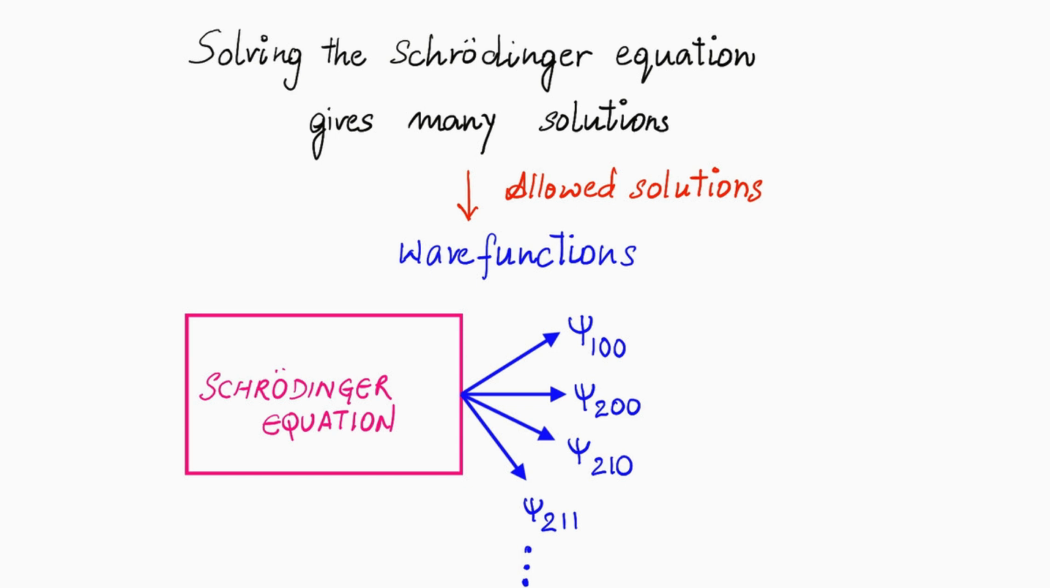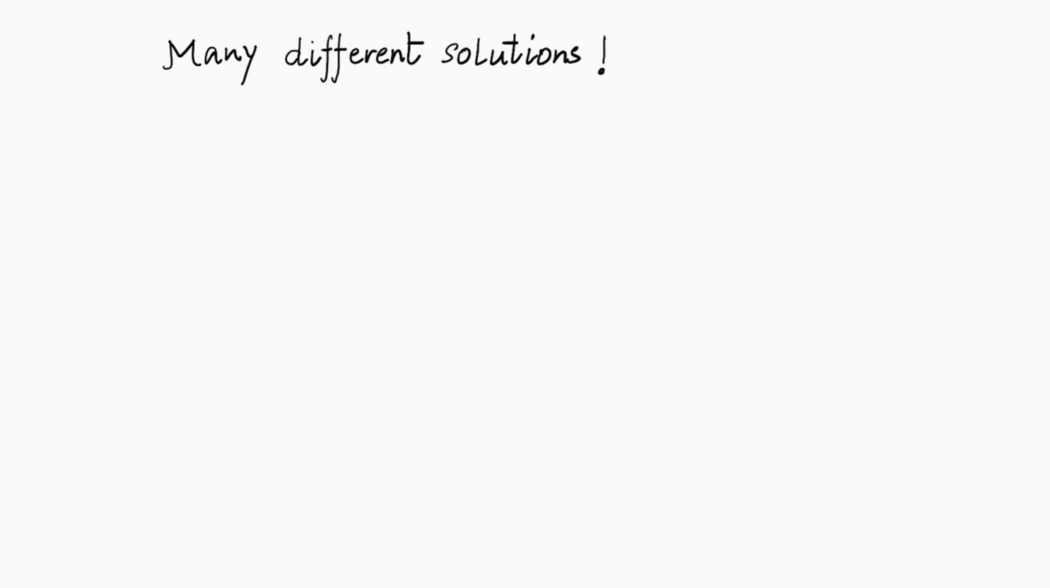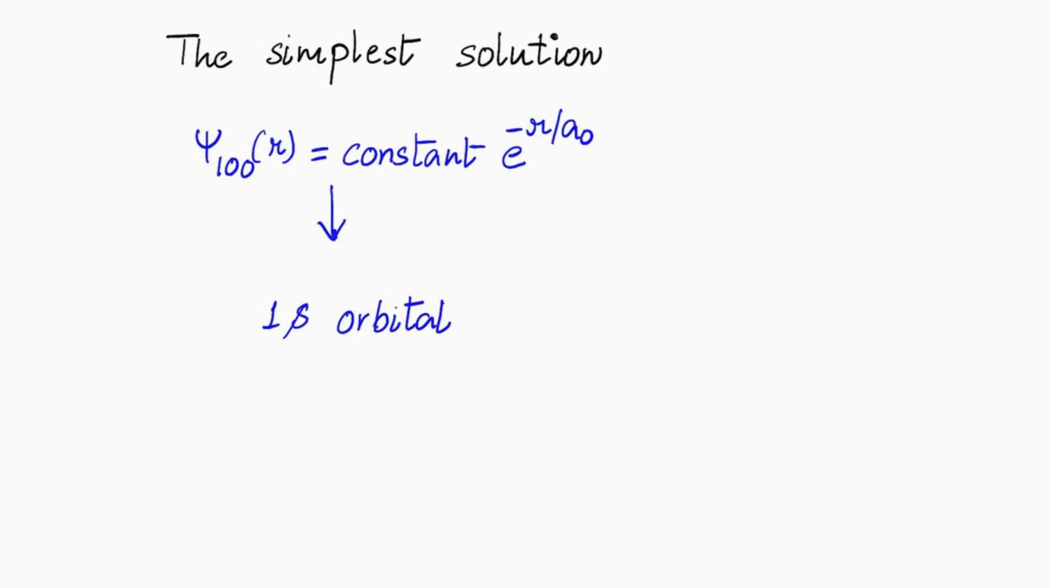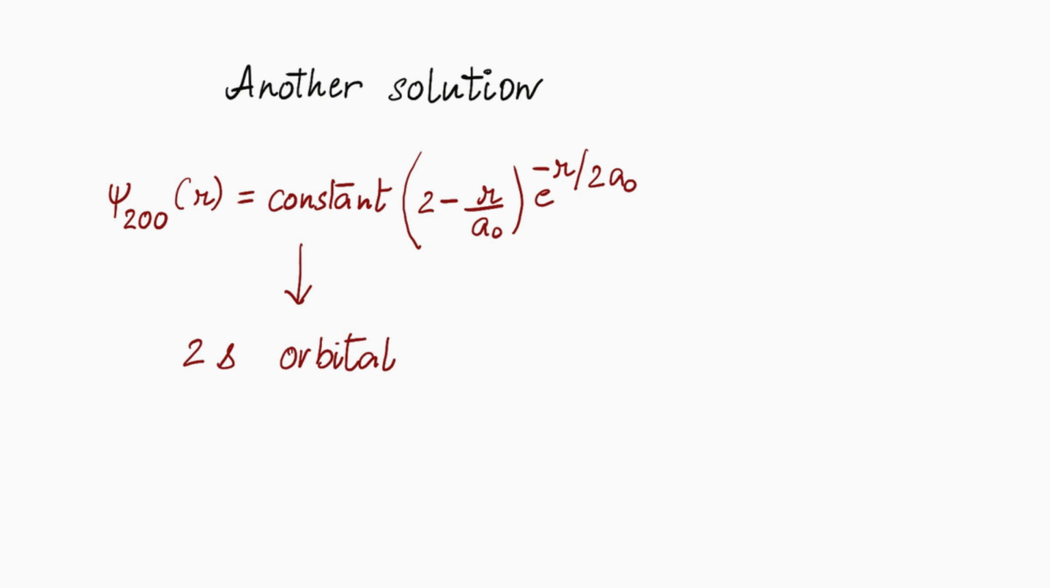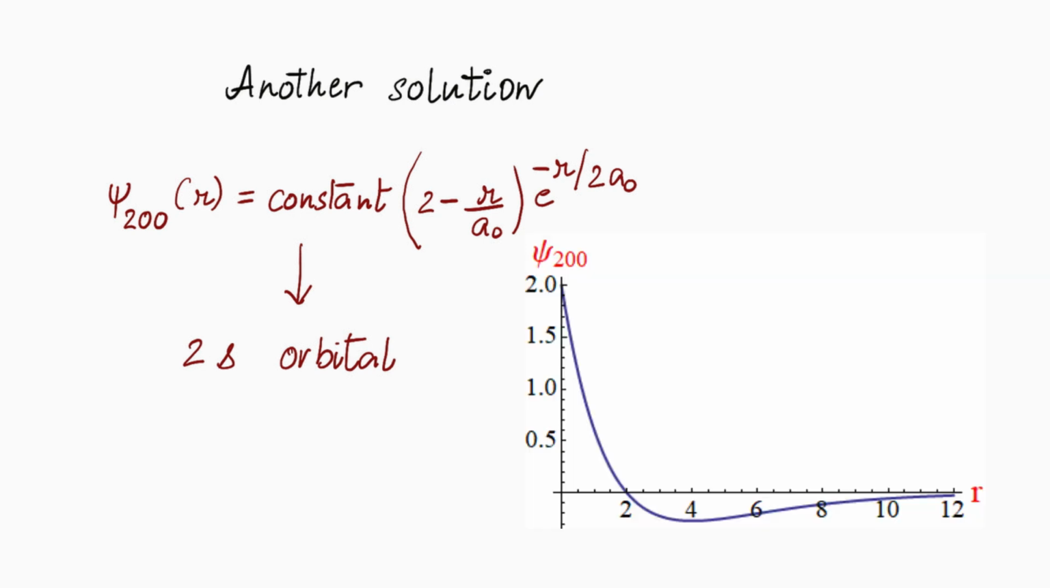Now something remarkable happens. The Schrödinger equation doesn't give just one solution. It gives many allowed wave functions. The simplest solution is called the 1s orbital. Another solution is the 2s orbital. Notice that this mathematical form is completely different.